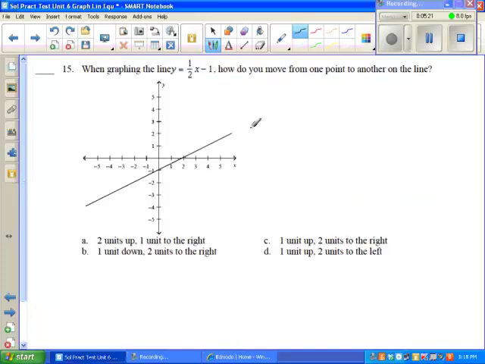Which, when graphing the line y equals 1/2 x minus 1, how do you move from one point to another on the line? Well, we know when you move, it's like climbing the stairs. It's our slope. So we know that's up 1 and over 2. So 2 units up? Nope. 1 unit down? Nope. 1 unit up? Yes. 2 units to the right? Yes, because it's positive. And we know going to the right is positive. This would have been a negative slope.